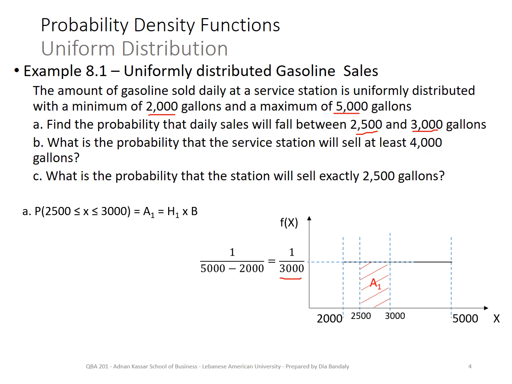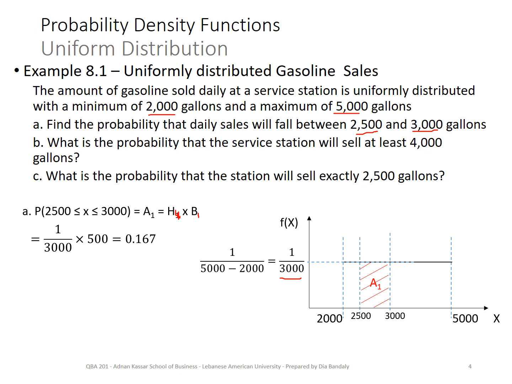Sorry, in fact, I should have written here height times base, because the height is not changing. I'm very sorry about that. The base will be changing depending on the range. The height is always equal to 1 over 3000. So that's equal to 1 over 3000, the height, times 500. Why 500? Because this is the difference between 3000 and 2500, right? So it's 0.167. Very easy.